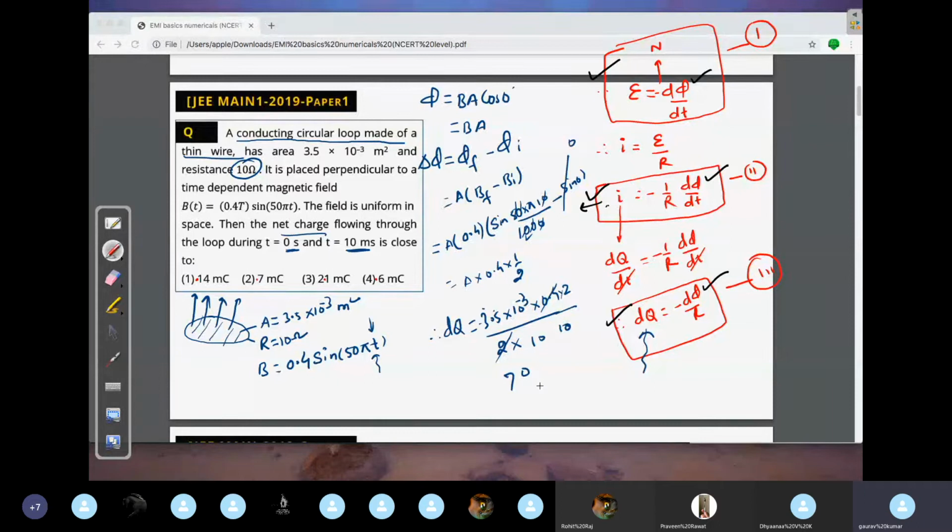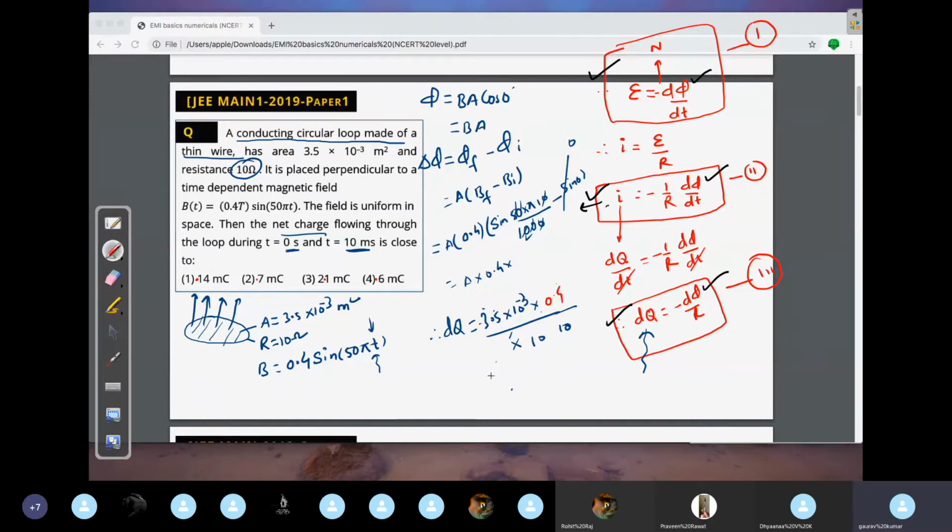3.5 into 10 to the minus 3 is correct, it's given. Into 0.4, correct. Into half. Oh, sorry, sine pi by 2 is 1. This is not half, you will not get half here, because sine pi by 2 is 1. So there is no half here. We'll have just 0.4 here.